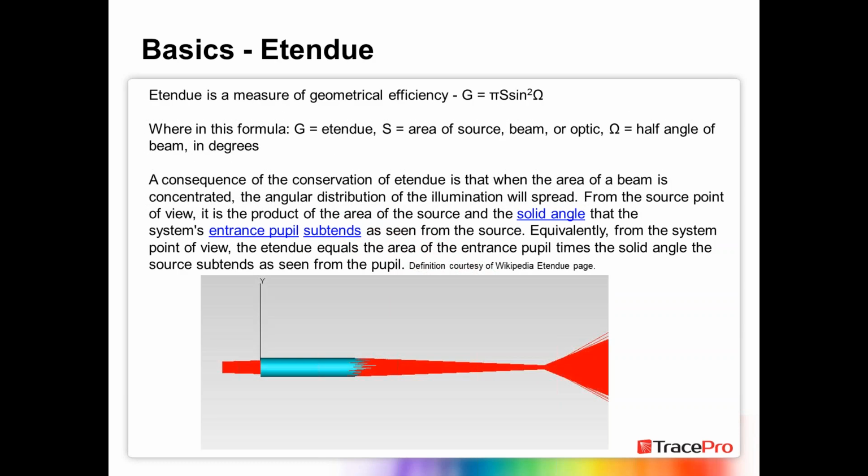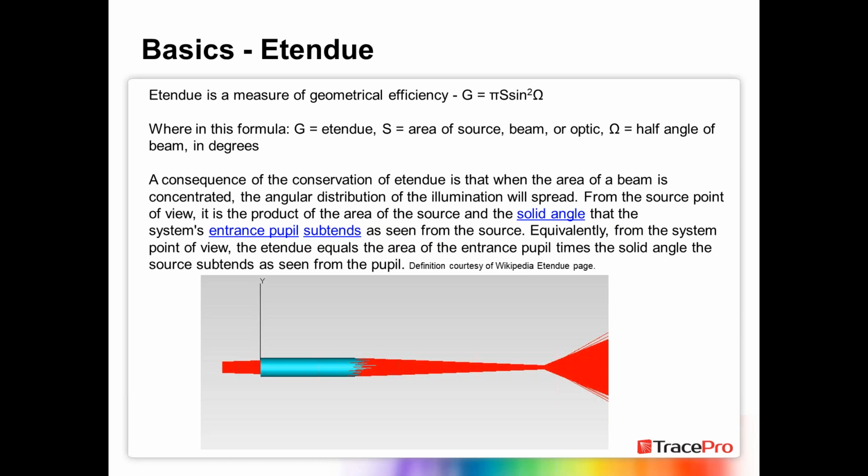One of the things that we need to keep in mind when we do all of this designing is to think about étendue. Étendue is a measure of geometrical efficiency. So pretty much geometrical efficiency G, which is our étendue, is equal to pi times S times the sine squared of omega, where in this formula, G is the étendue, S is the area of the source, beam or optic, omega is the half angle of the beam in degrees.